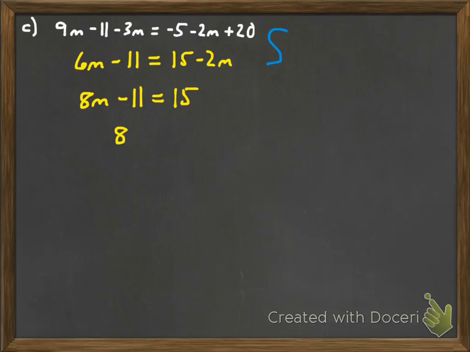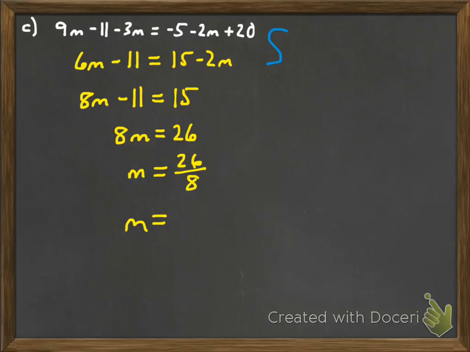That'll leave you with 8m on the left, and then 15 plus 11 is 26. And then we'll simply divide both sides by 8 in order to make that 1m. So we get m equals 26 over 8. Now, you're allowed to leave solutions as fractions all the time unless otherwise specified. You know, this doesn't say round to the nearest tenth, it just says solve. And I like exact values, so I like you leaving your answer as a fraction here.